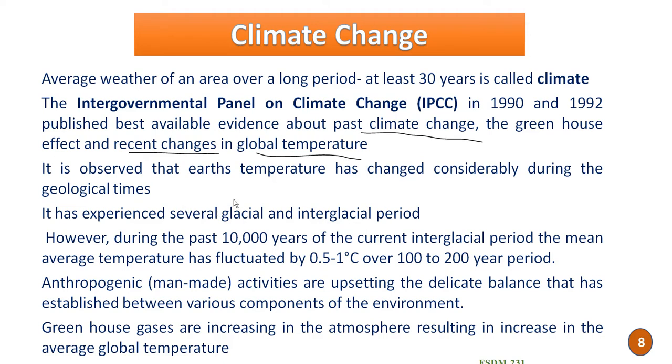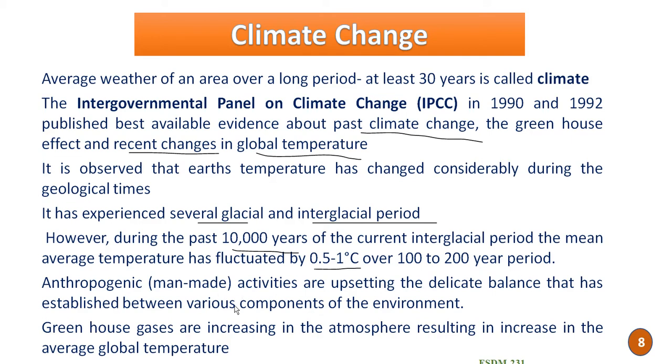It is observed that the earth's temperature has changed considerably during geological times, and it has experienced several glacial and interglacial periods. However, during the past 10,000 years of the current interglacial period, the mean average temperature has fluctuated by 0.5 to 1 degree Celsius over a 100 to 200 year period.